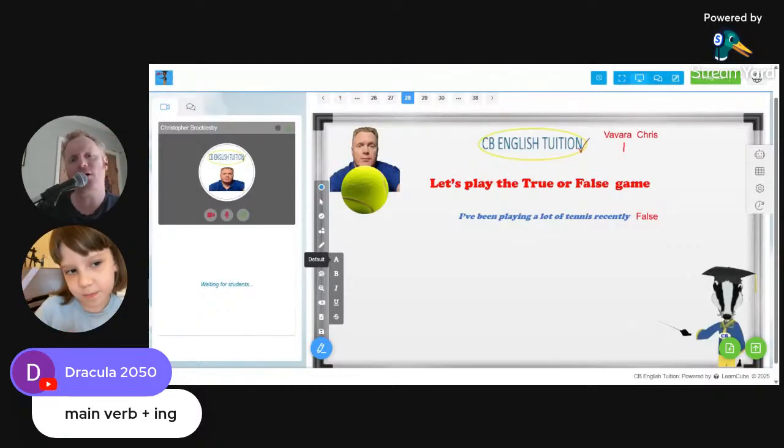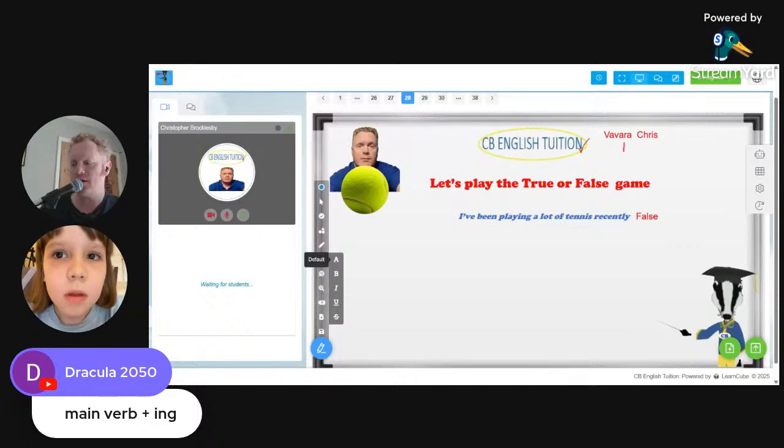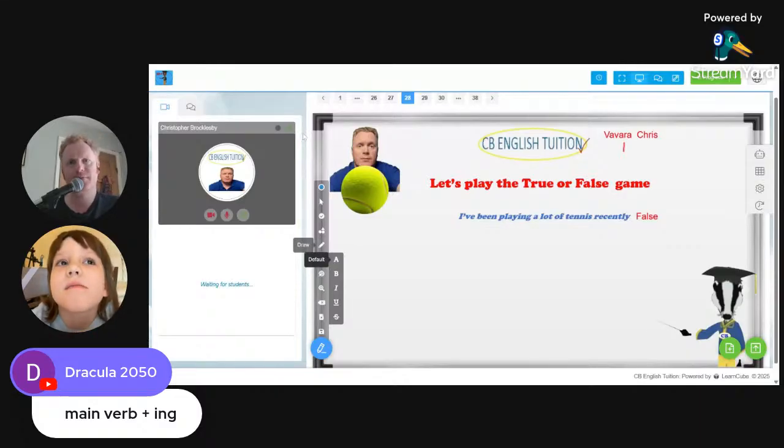Some verbs you cannot really use. So be, you want to use be here, but you cannot really use it in this tense. So try something different. What do you do with your duck? Do you play with your duck? Well, talk, for example.